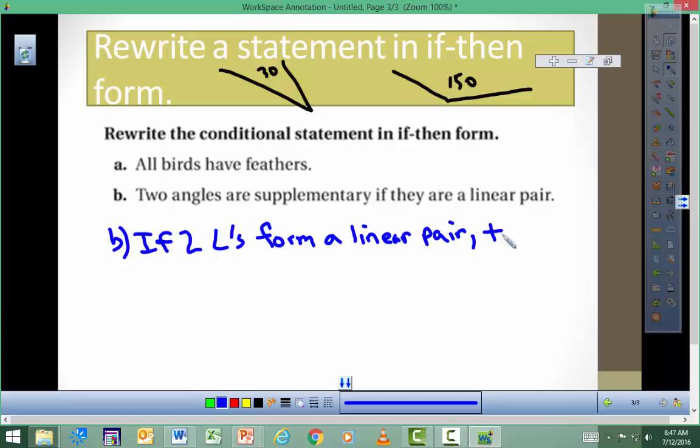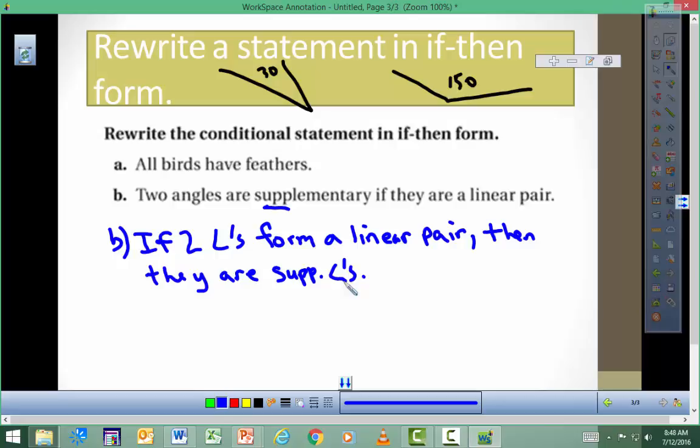and now let's write the word then. Then they are supplementary. And I'm going to abbreviate supplementary. Supplementary is SUPP, supplementary angles. Okay, so that's how we could create the conditional statement for that one.